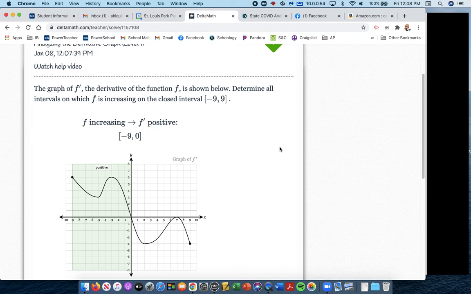And the idea is because f prime is positive all the way up to 0, using the idea of limits, that would mean that f is increasing all the way up to the value of 0. So it's really looking at a one-sided limit. So that's why we're including 0 on that.